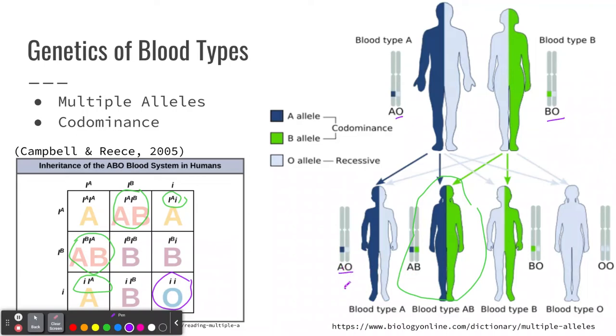So we have a type A individual here. We have an AB, a type B individual, and then we have an O individual. So all 4 blood types are represented by these 4 offspring from those parents. So it's multiple alleles because there are really 3 alleles: the A allele, the B allele, and the O allele. And then it's codominance because A and B are equally dominant. They can both show up.